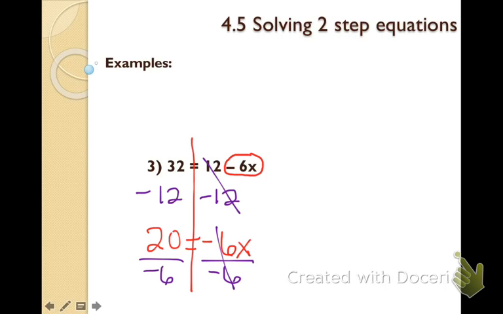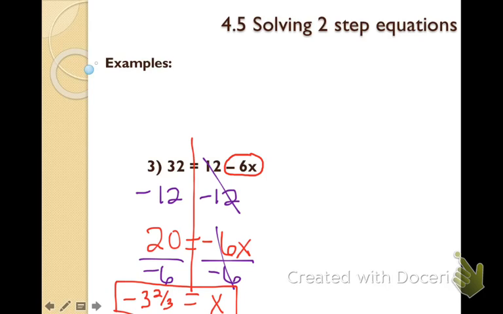That will cancel and make 1x. And I'm going to reduce this fraction and change it into a mixed number. It equals negative 3 2/3.